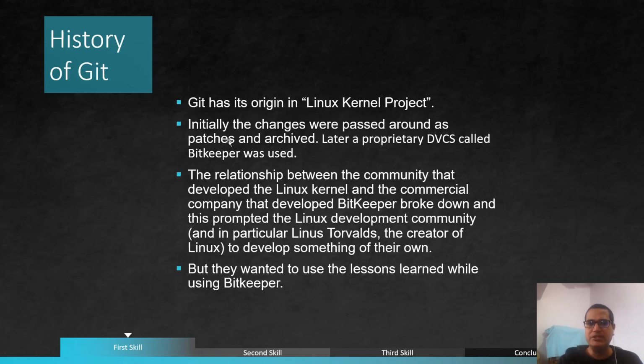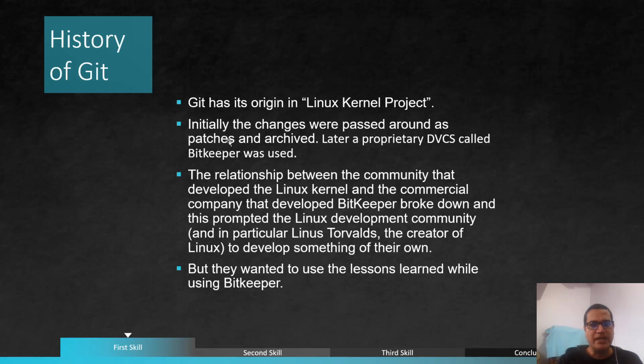Initially the changes to the code base were passed around as patches and archived. Whatever changes took place, a patch set of them would be created and saved, and those patch sets were used to recreate any particular version of the code base. As you might have understood, this is definitely not the most efficient way of doing things. So the team resorted to using a version control system called BitKeeper.